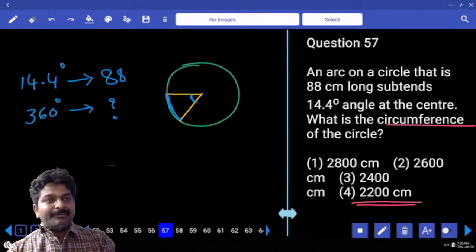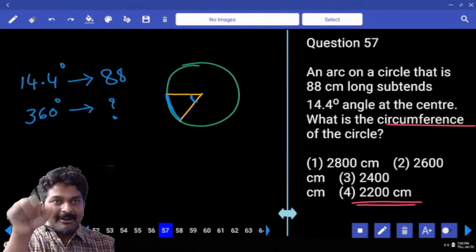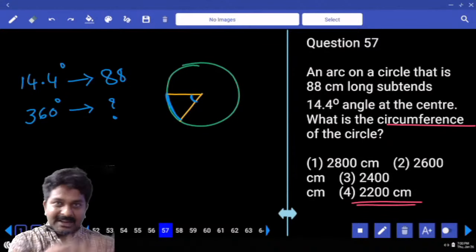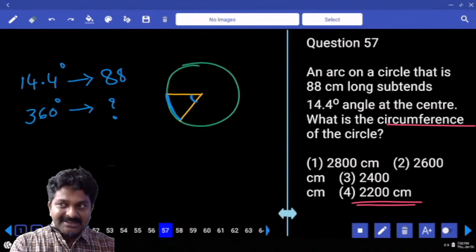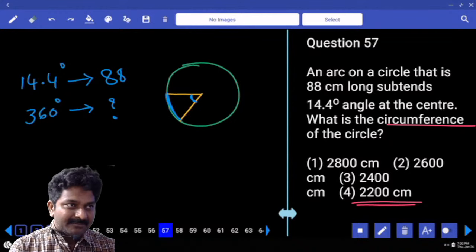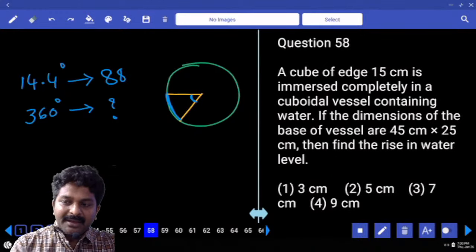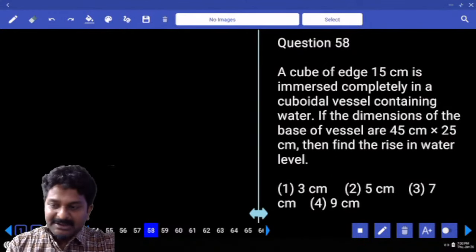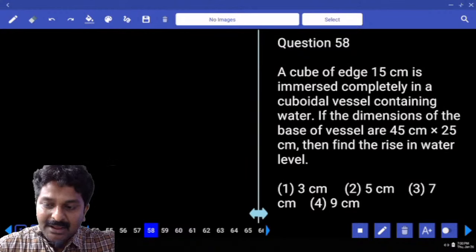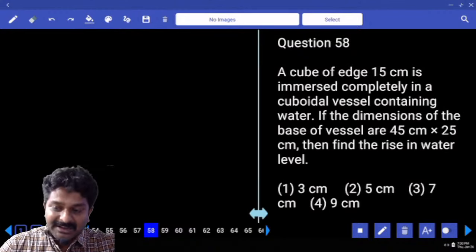For 14.4, if the arc length is 88, for a full circle of 360 degrees, what is the length of the arc? Length of the arc, in that case, becomes the perimeter. Got it? Right.